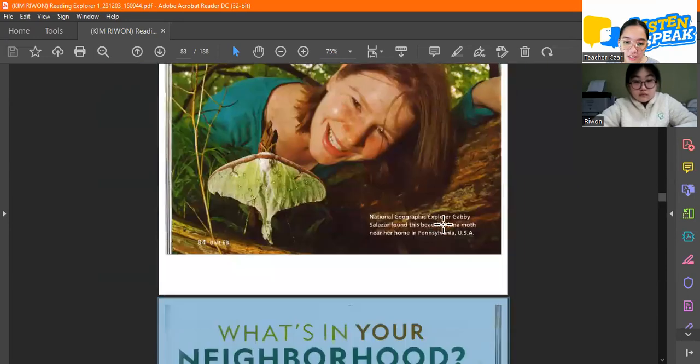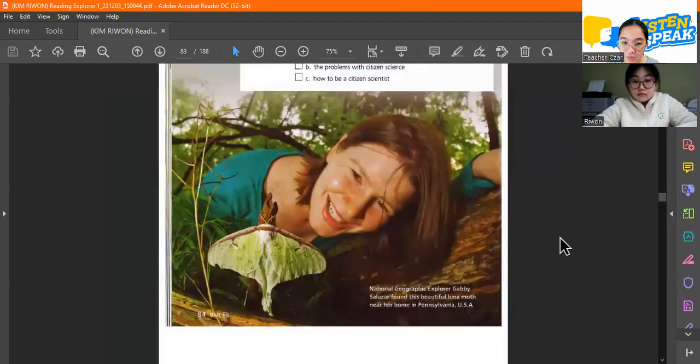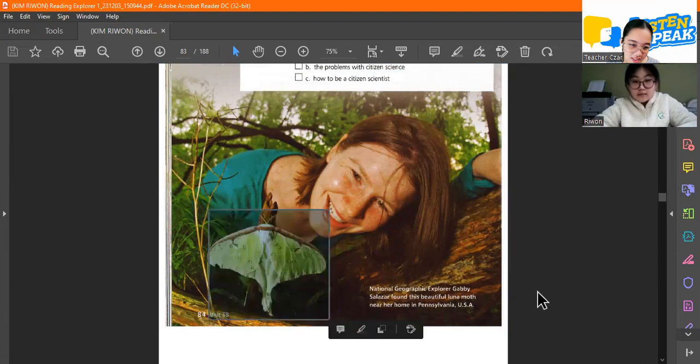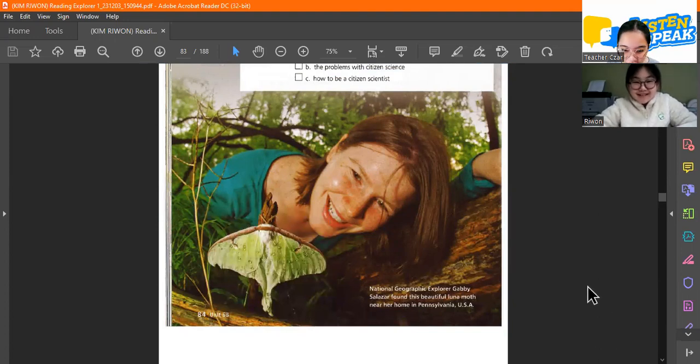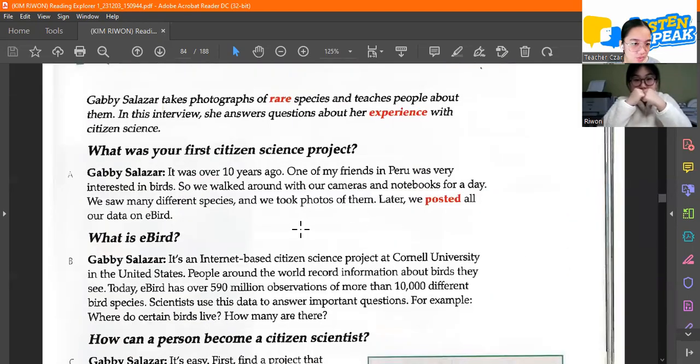So this one is Gabby, who captured some species like this one. It looks like a typical leaf, but it is an insect, a beautiful Luna moth. Yeah. Okay, a moth. So now, can you please try to read the next one?